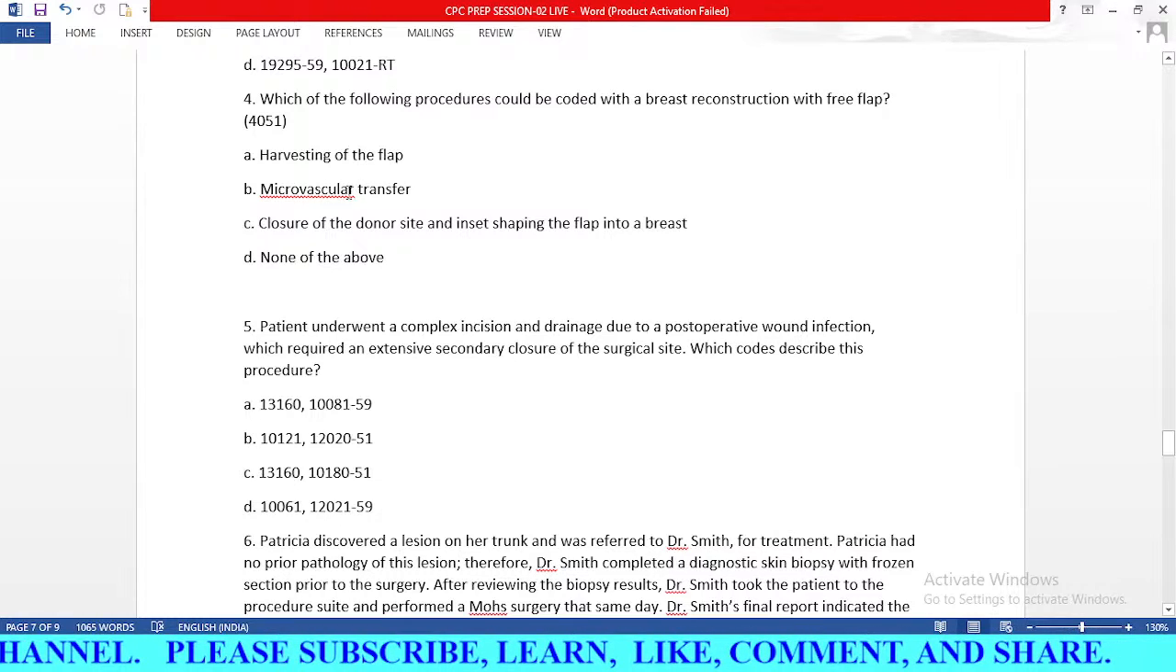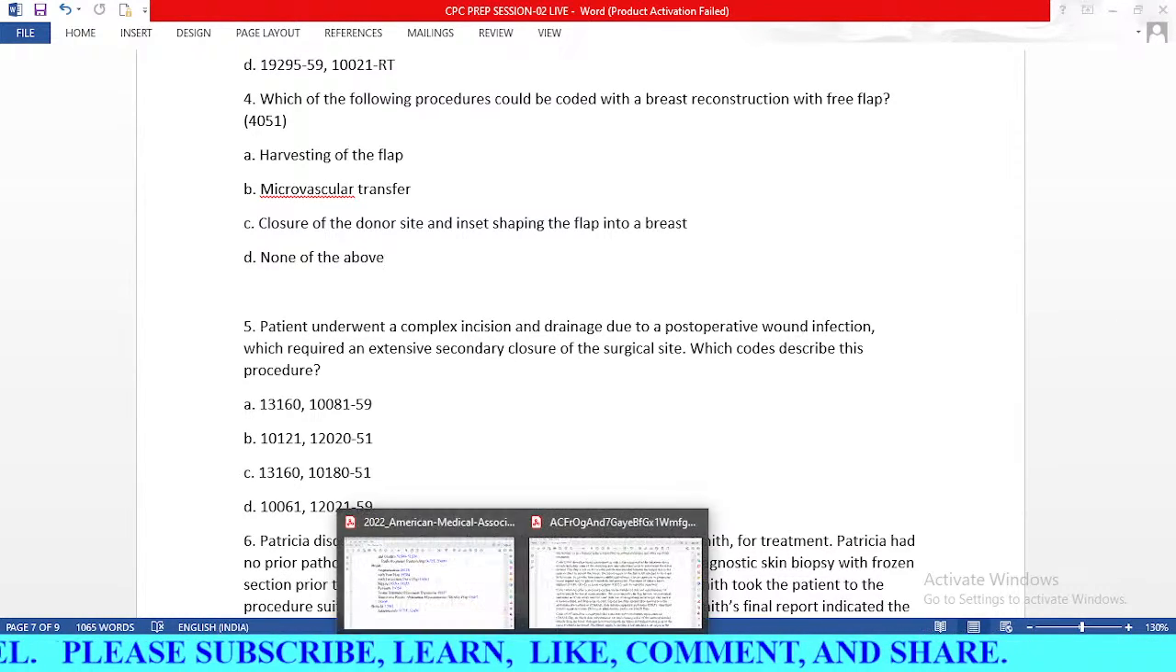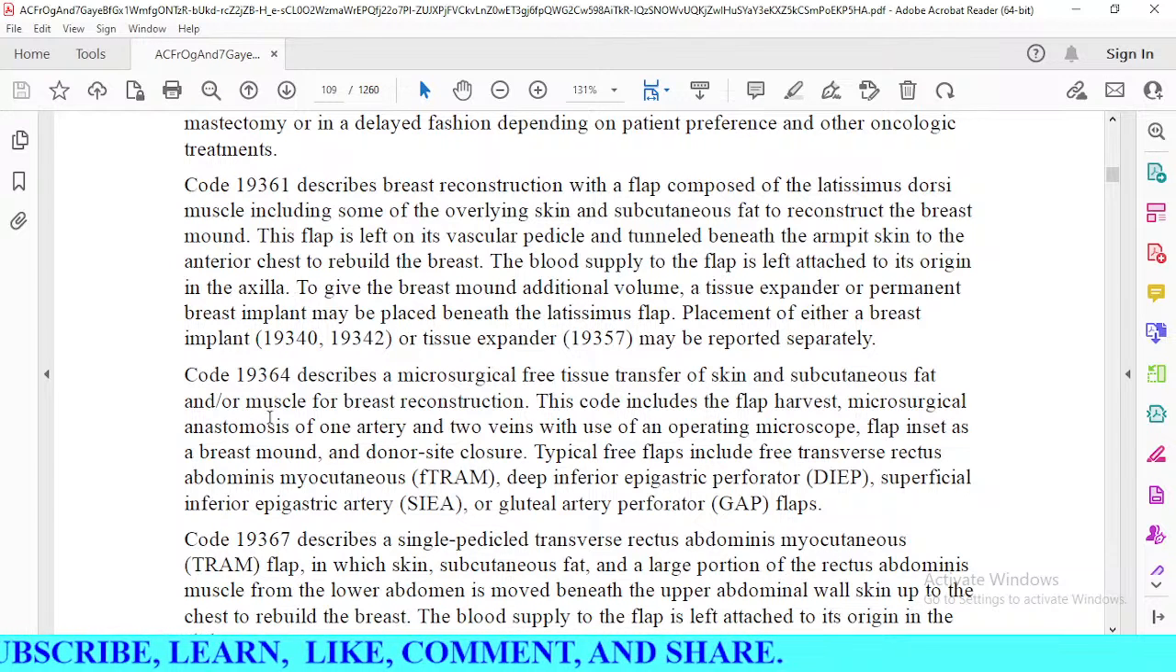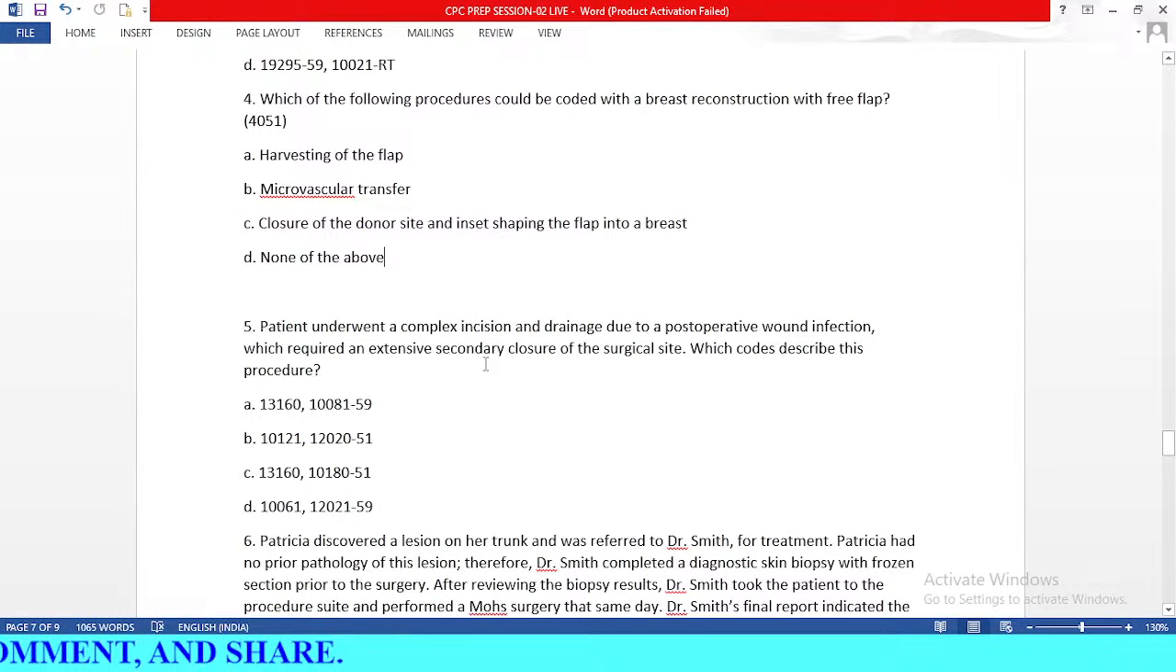So for microvascular, they have mentioned here that they will anastomose arteries and veins, which we call microanastomosis, or microvascular. So I hope you got this answer. So we can check the next one.